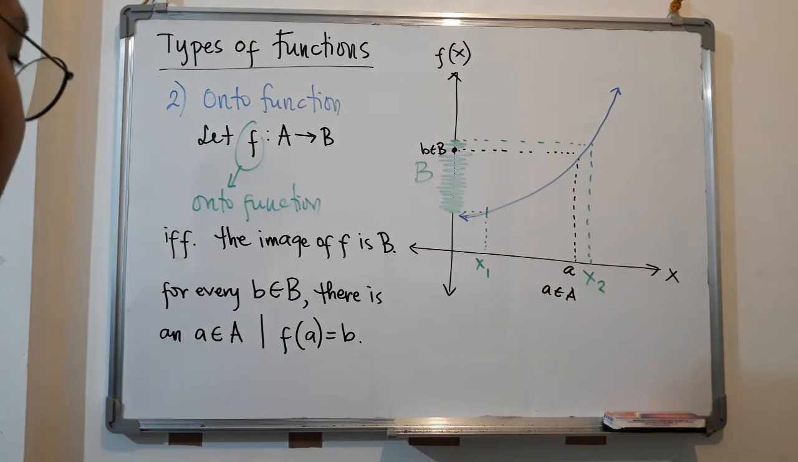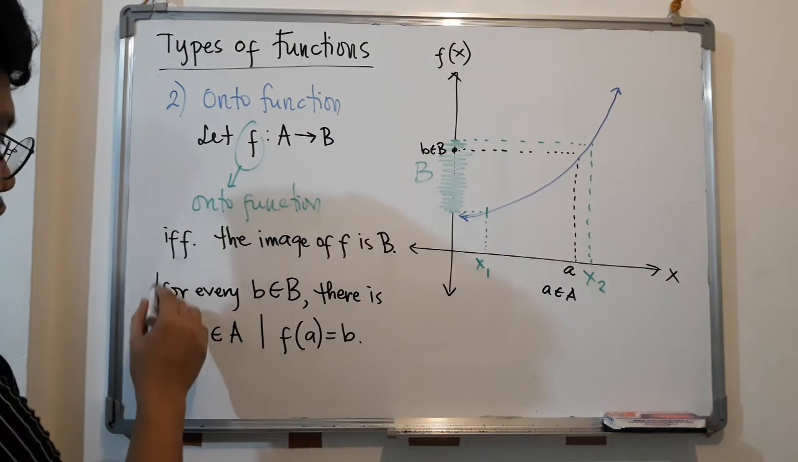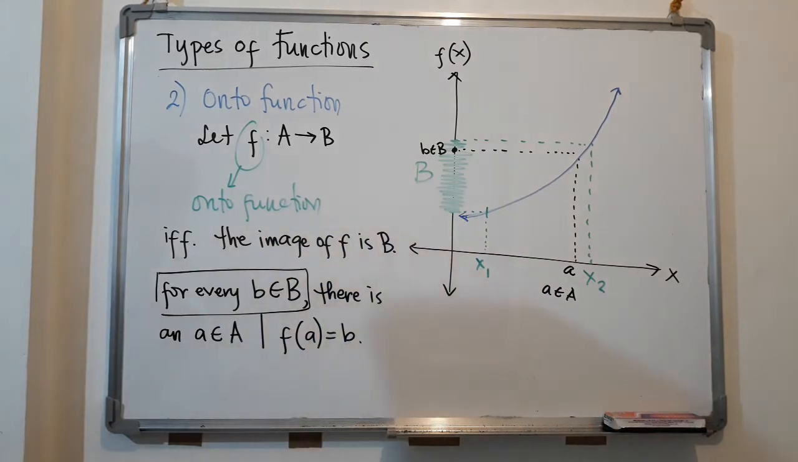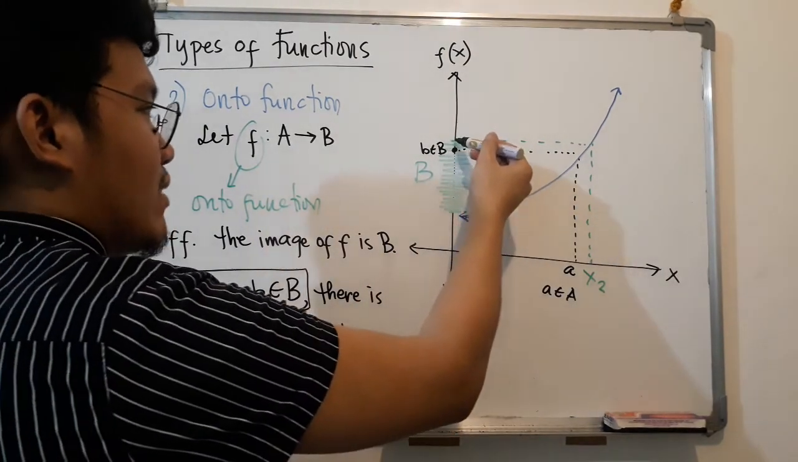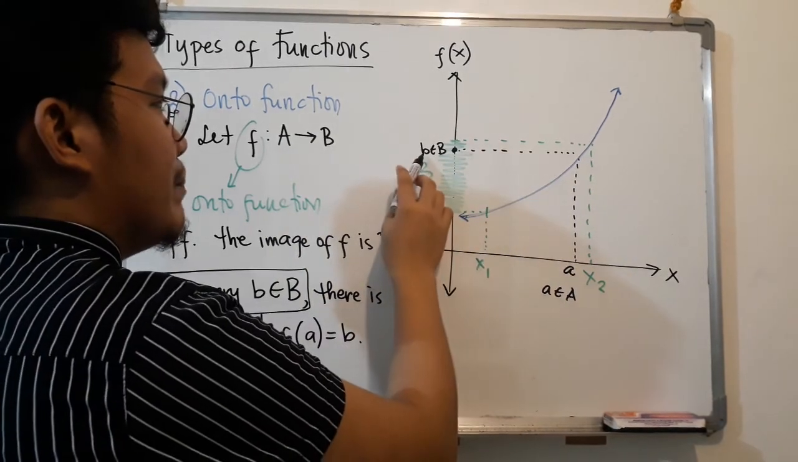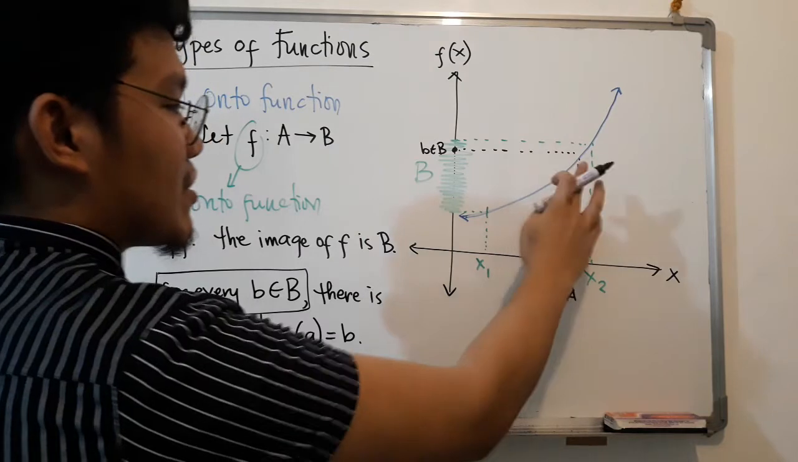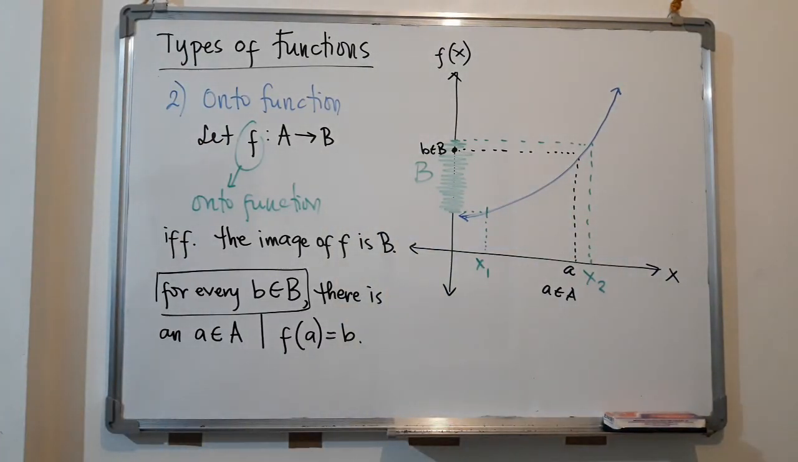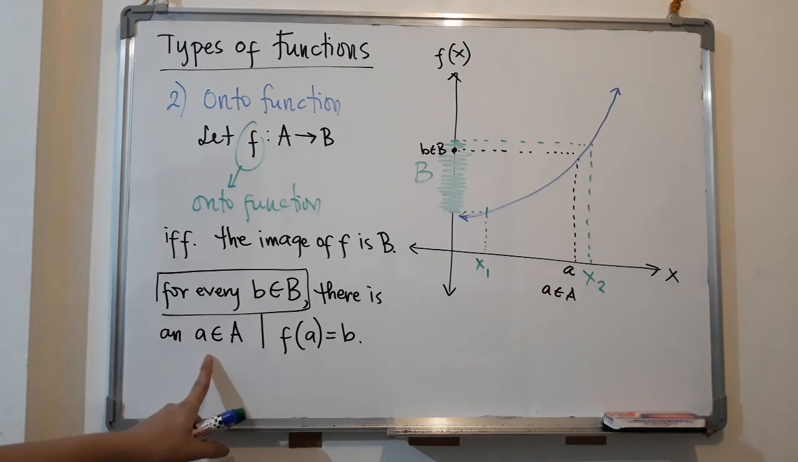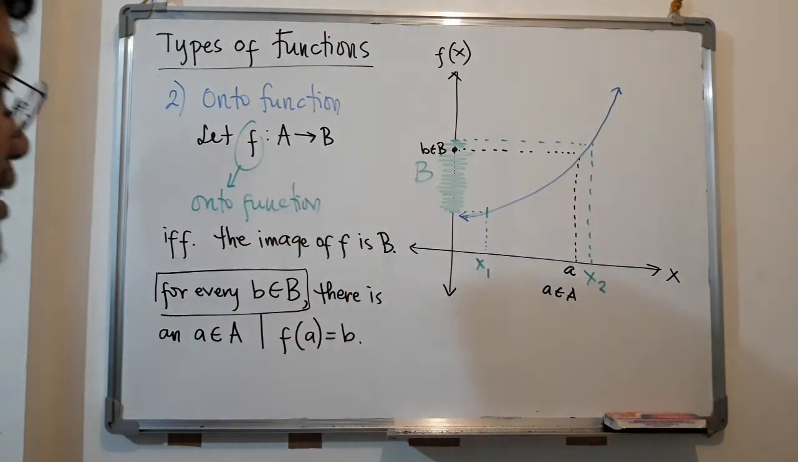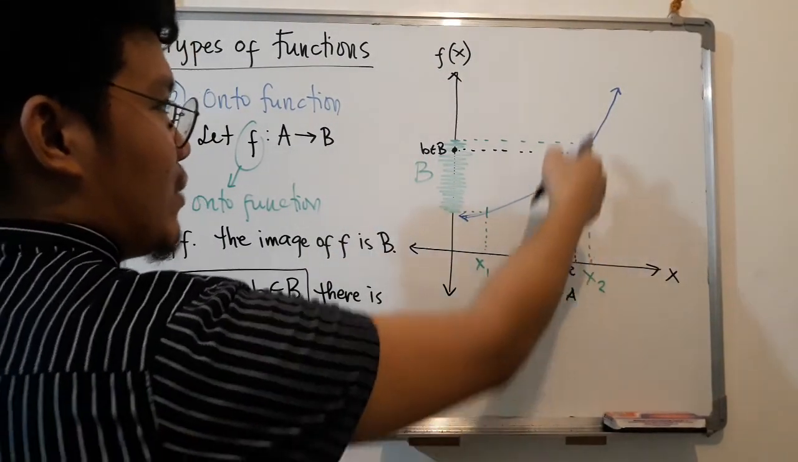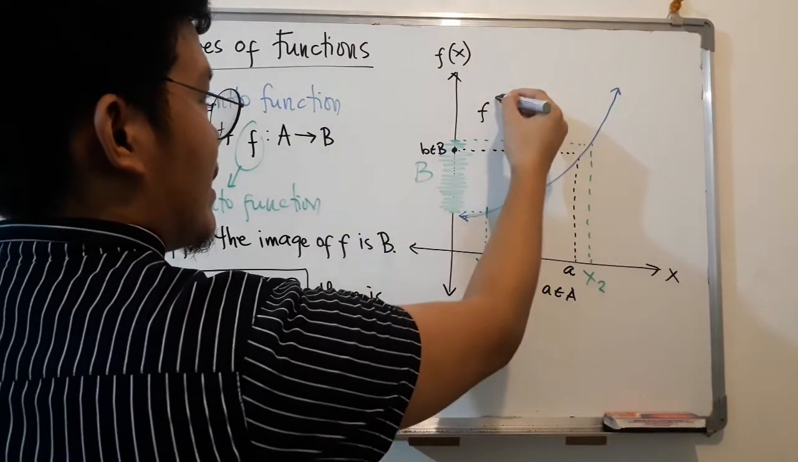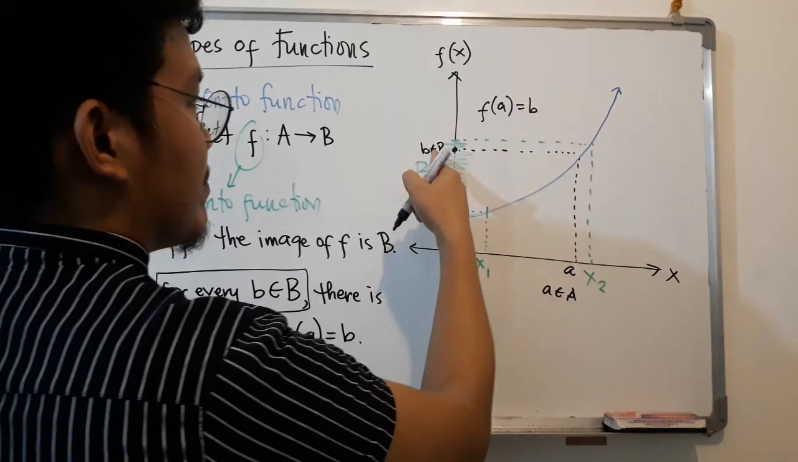Okay. Now take note of the quantifier here. For every small b in the image B, meaning if we take all the values of small b in this image B, it has a corresponding small a in the domain, such that the function value of this a is equal to b. Or if we evaluate the function at point a, that is equal to b. Okay.